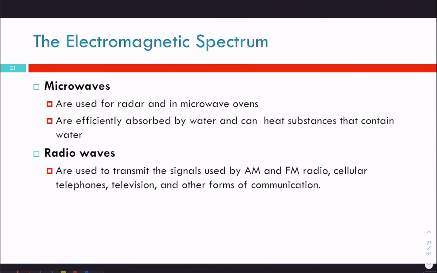So now we're moving past that to even lower energy. We have microwaves, which are used for radar and in microwave ovens. The reason they heat water is because water efficiently absorbs the energy from microwaves. Radio waves are used to transmit the signals used by AM and FM radio, cellular telephones.